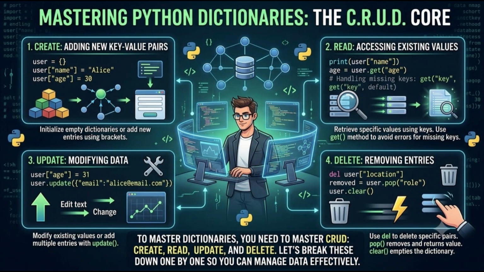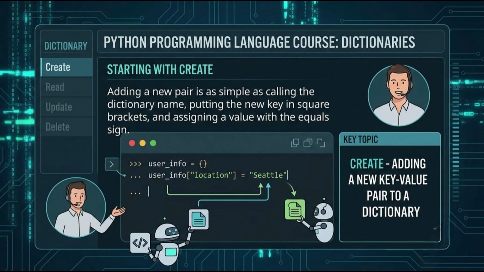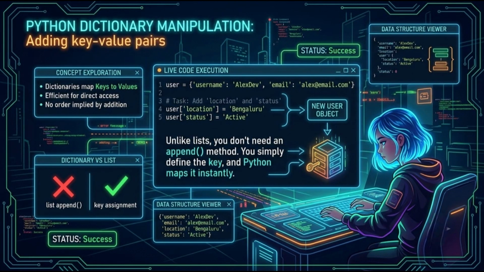To master dictionaries, you need to master CRUD: create, read, update, and delete. Let's break these down one by one so you can manage data effectively. Starting with create. Adding a new pair is as simple as calling the dictionary name, putting the new key in square brackets, and assigning a value with the equal sign. Let's add a location and a status to our user. Unlike lists, you don't need an append method. You simply define the key, and Python maps it instantly.